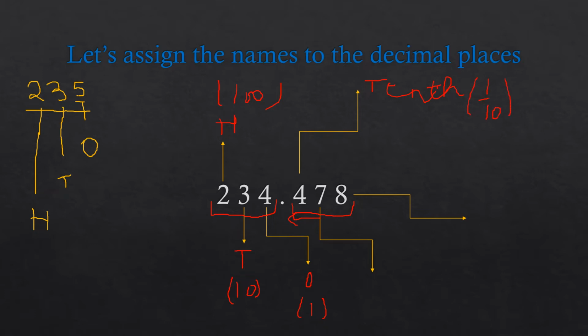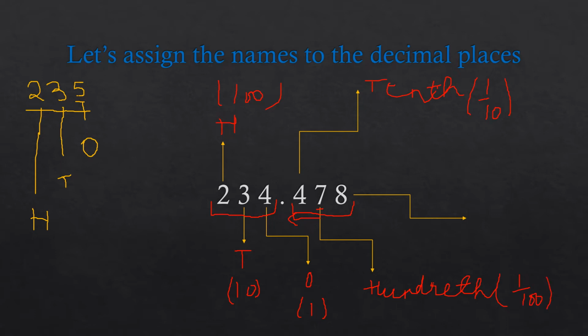Then the next number is 7 here, right? This 7 is at which place? This 7 is at hundredth place, and this hundredth is simply represented as 1 by 100.